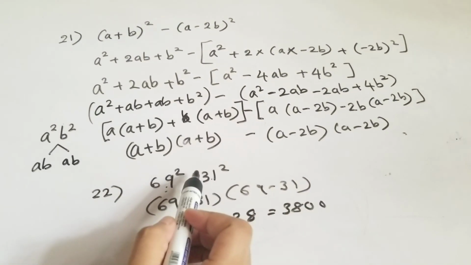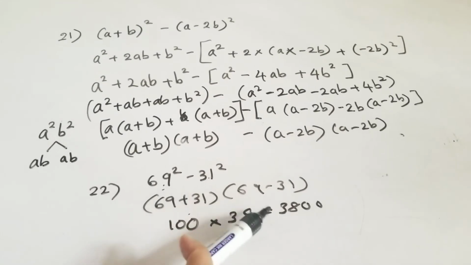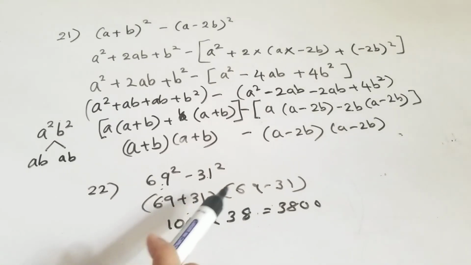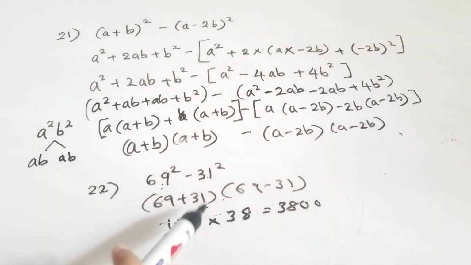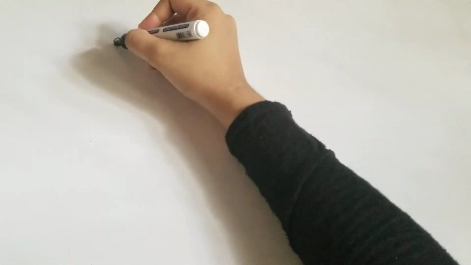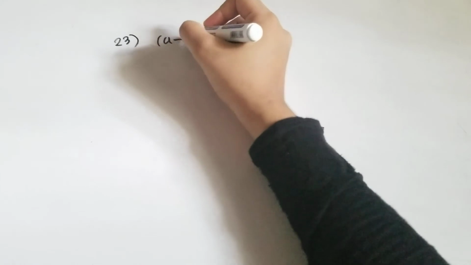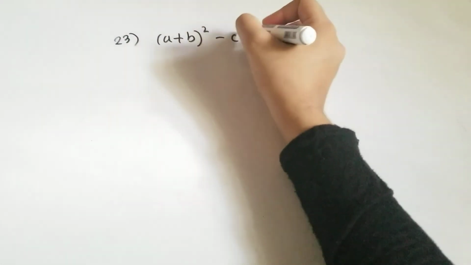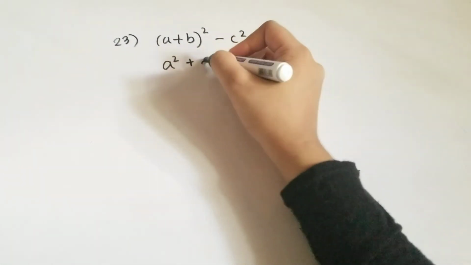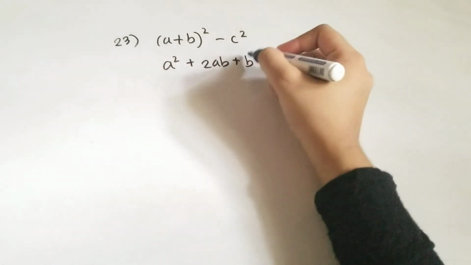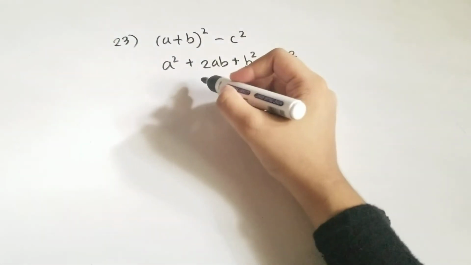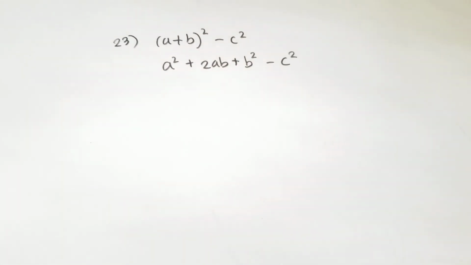If you get this kind of one, you can write down 69 plus 31, 69 minus the first term plus second term, first term minus the second term, then you can multiply because it's brackets. So we'll go to the 23rd question: a plus b squared minus c squared. Square of the first term plus twice the first and second term plus square of the second term minus c squared. So when you solve this one, how do you get the factors, children?